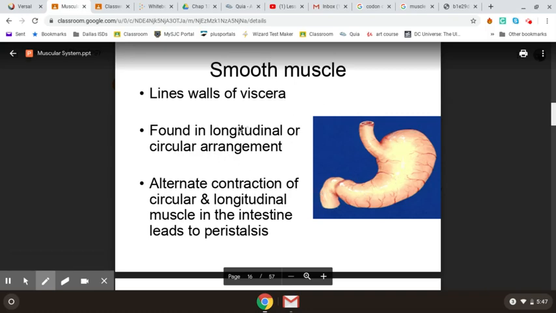Okay, they can be found in longitudinal, which is this way, or circular arrangements, depending on where on the organ it's going to be. They can alternate contraction of circular and longitudinal motions. So that's going to help things like the stomach move in different directions.